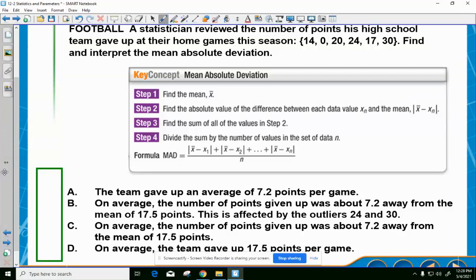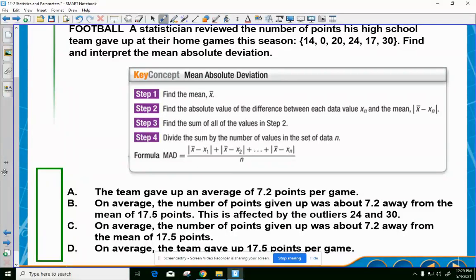And they played 6 home games. So they gave up 14, then they shut them out, then they gave up 20, then 24, then 17, and then 30. These boys are all over the map. Okay. Now, just looking at those numbers, what could you expect to happen with your mean absolute deviation? It's going to be higher because these numbers have bigger change going on to them.